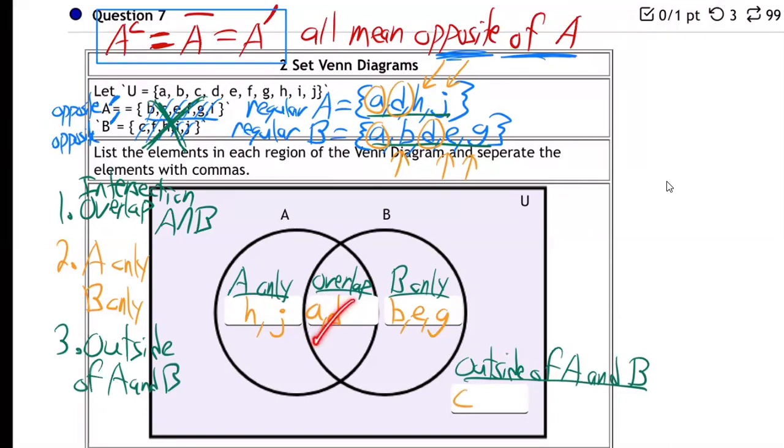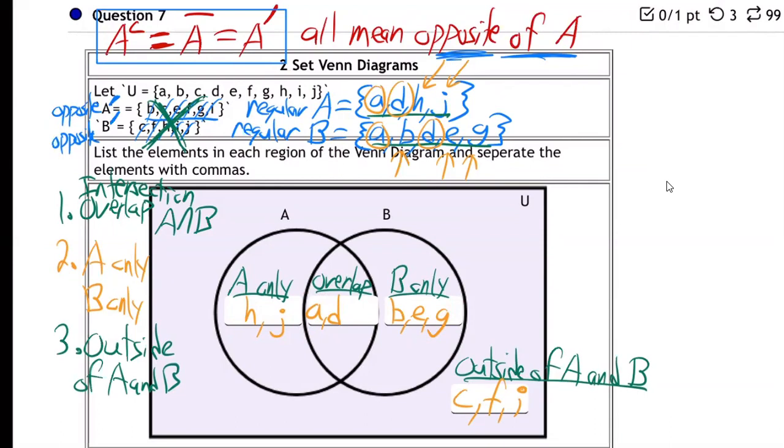A, B, C, D, E, F. Yeah, I don't see F there. So F's an outsider. A, B, C, D, E, F, G, H, I. Yeah, I don't see I either. There's like 3 outsiders here. And then J is right there, and that's the end of the universe. So C, F, and I are all outsiders. They're outside of both circles A and B. And so there we go.